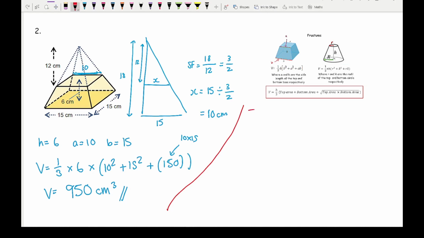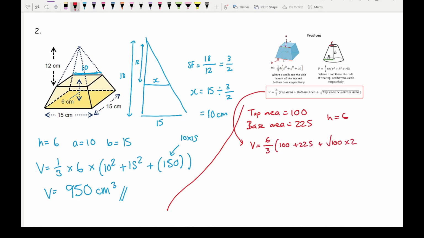So here we can see that the top area, now that we worked out 10, is going to be 100. The base area is going to be 225, which is 15 squared, and we know that h equals 6. So then substituting all of this information into this formula, we get 6 over 3 multiplied by 100 plus 225 plus the square root of 100 times 225. And if I plug that all into my calculator, I get an answer of 2 times 475, which gives me the same answer as I got in the previous solution of 950.